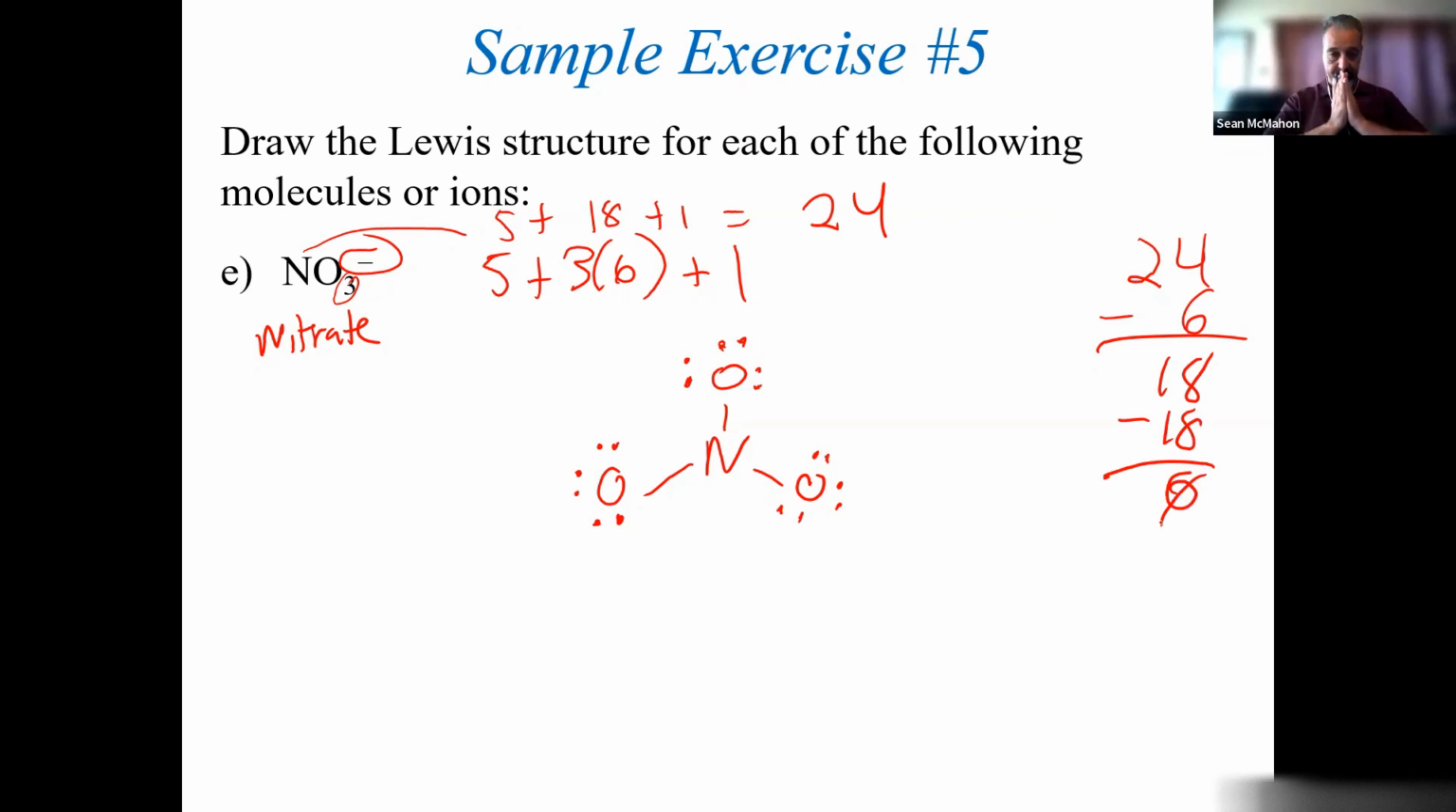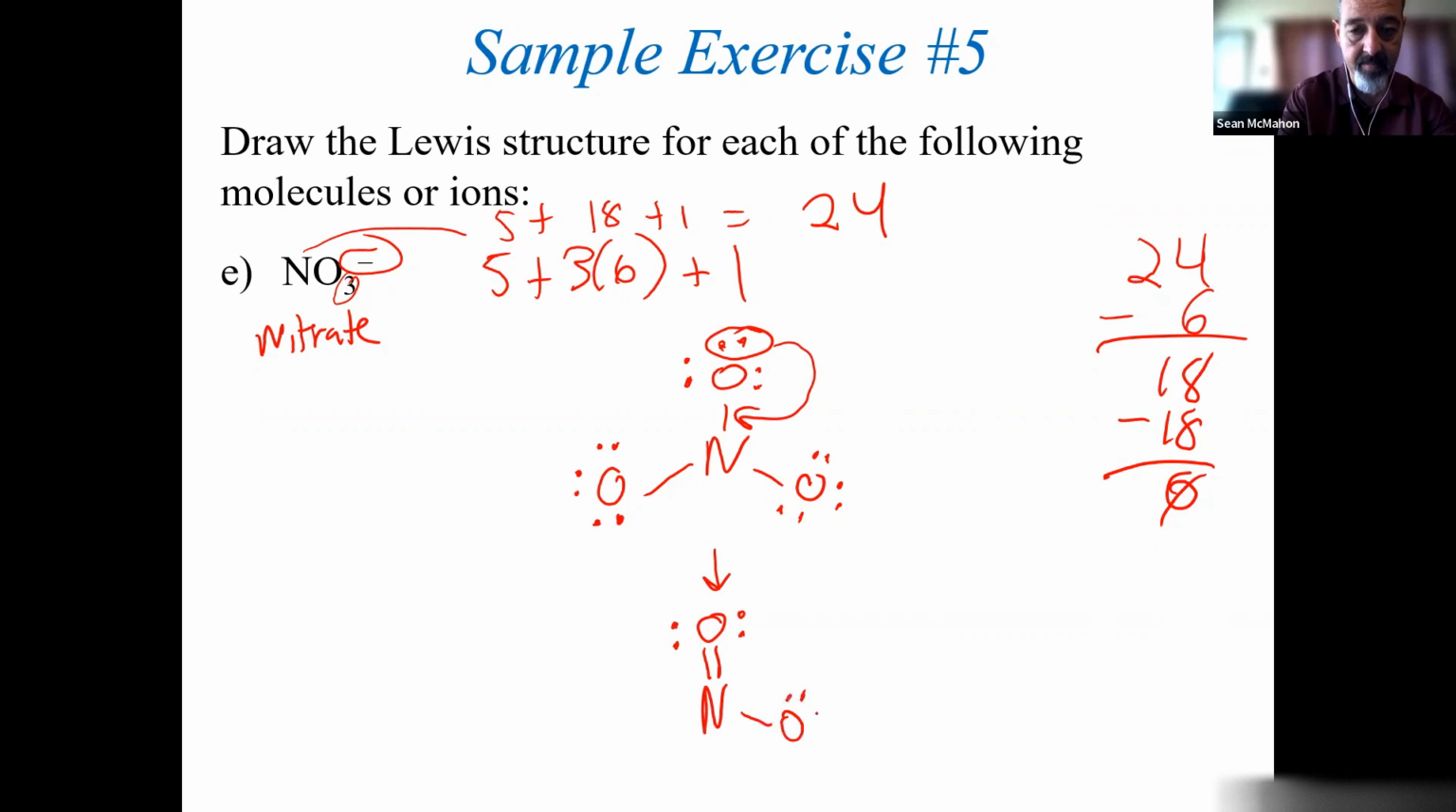There's a problem. The problem is, well, the nitrogen doesn't have an octet. So what do we do? That goes back to what I said, that last rule. If the central atom doesn't have an octet, one of these lone pairs is actually not a lone pair. I drew it incorrectly. It's a multiple bond. So when I do that, now when I look, everything has an octet.